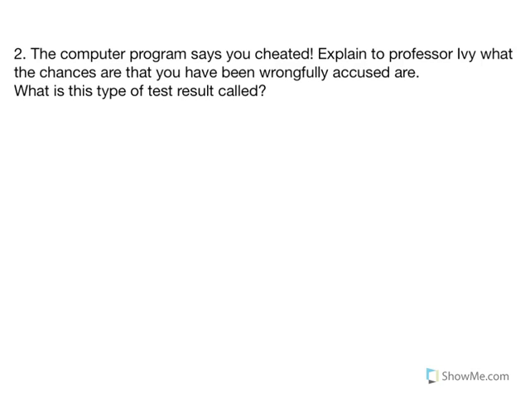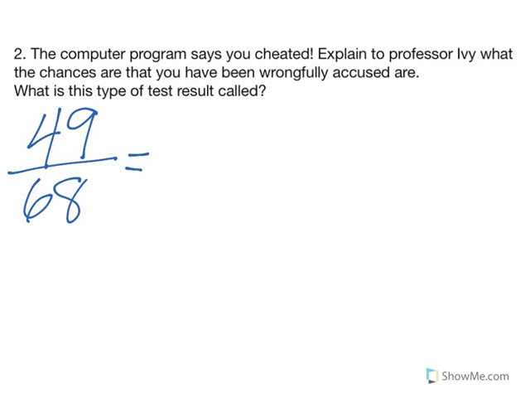Okay, and number 2, the computer program says you cheated. That is horrible. Explain to Professor Ivy what the chances are that you've been wrongfully accused. And what is the type of test called? Okay, so they said you cheated, you swear you didn't. So, the non-cheaters over the positive test results. This comes out to be 0.721.